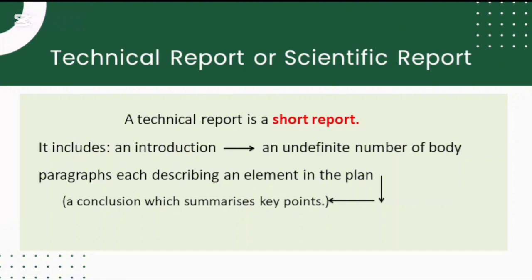It includes first a general introduction about the content of the report, then a number of body paragraphs. Each paragraph is discussing an element in the plan. If it is a process, they start expressing how, for example, this machine works. Then they have the components of this machine, importance of this machine, maybe problems of this machine. In order to find information easily, each paragraph discusses one element. When they finish, they conclude and summarize the key points.